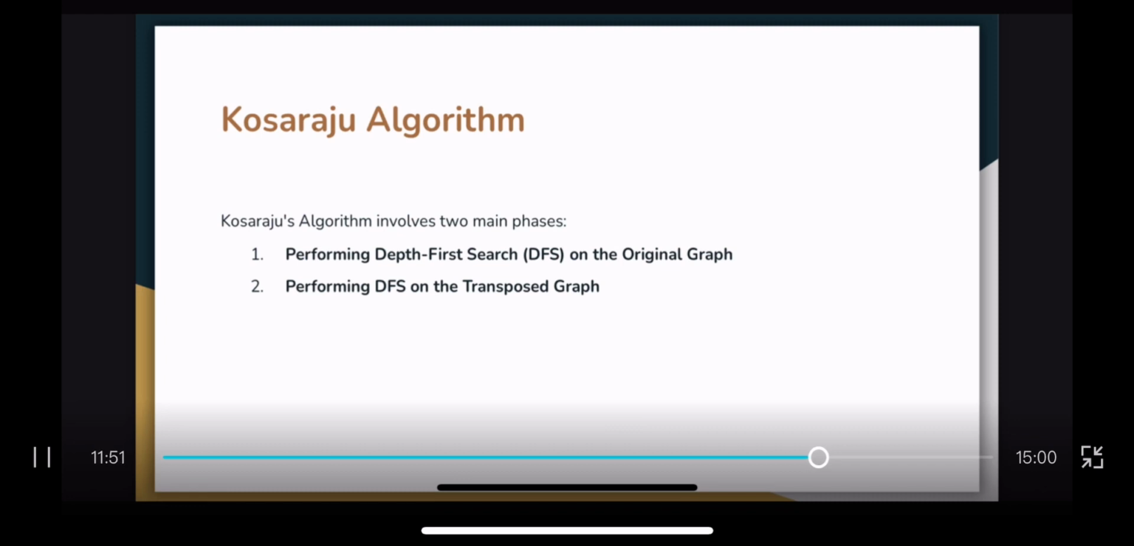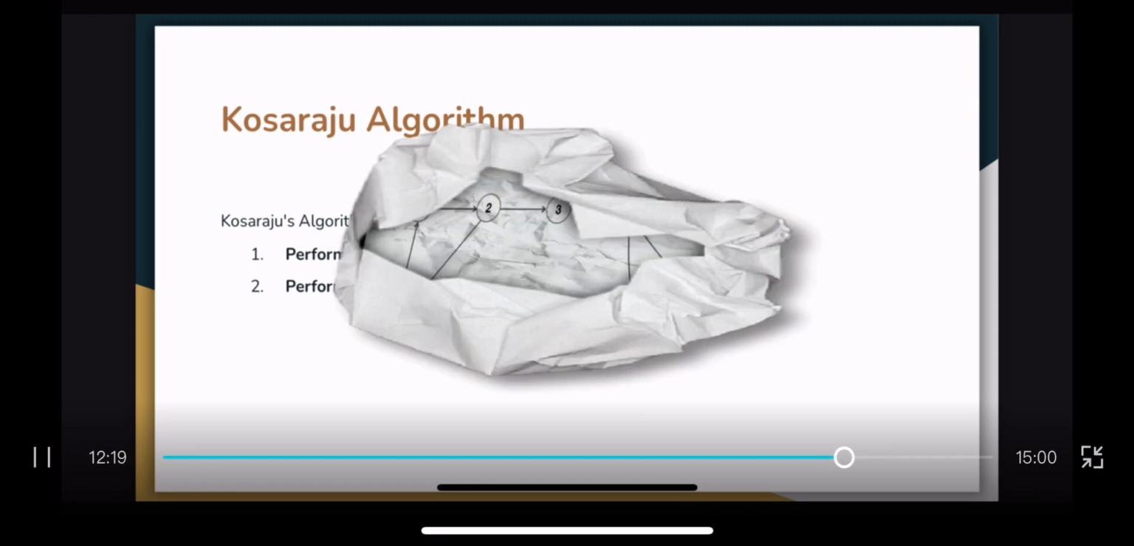And the second step is to perform the DFS on the transposed graph. So here, this is where we create a transposed or reverse version of the original graph that we had. This means you basically have to take the original graph and reverse the direction of all its edges, and then you run the second DFS on the transposed graph, but you visit in the order determined by the stack from the first phase.